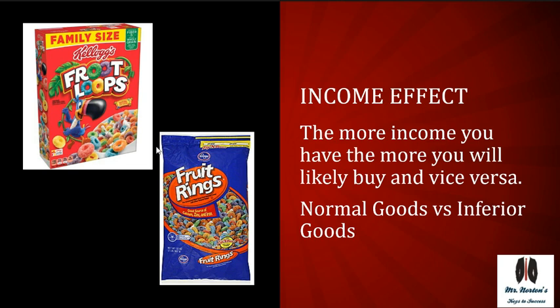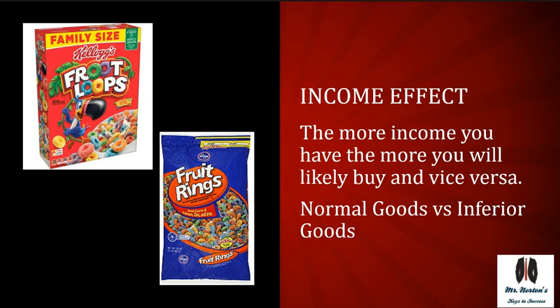Our inferior good is the bag of fruit rings. It's a generic brand cereal. I know some of you argue, oh, they taste the same. Well, I'd say that most people would argue that they don't. And our normal good is going to be the Fruit Loops here. So if I have an increase in income, I'm probably going to have a greater demand for Fruit Loops, the normal good, and a decrease in demand for the inferior good, which is fruit rings. And then, of course, if I run into some financial issues and have a loss in income, I'm going to have a decrease in the demand for normal goods. So I would not be buying or wanting as many Fruit Loops, and I would have a greater demand for fruit rings.